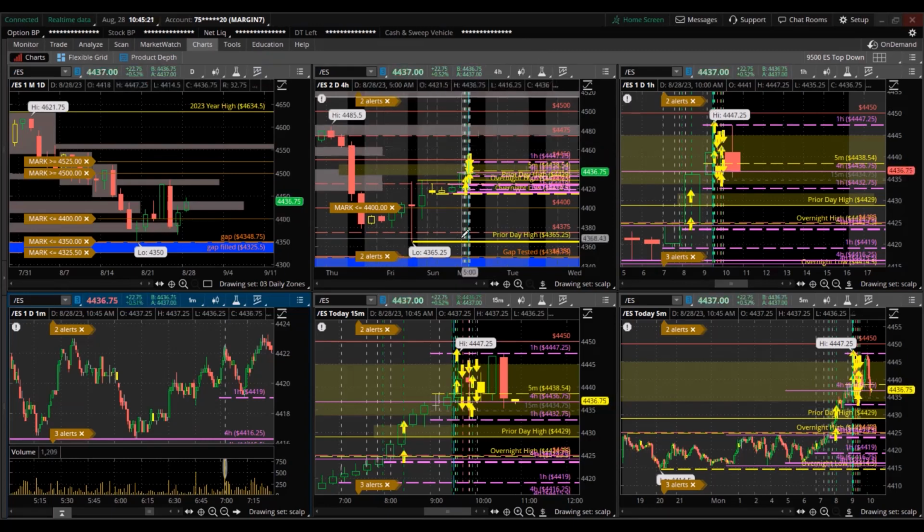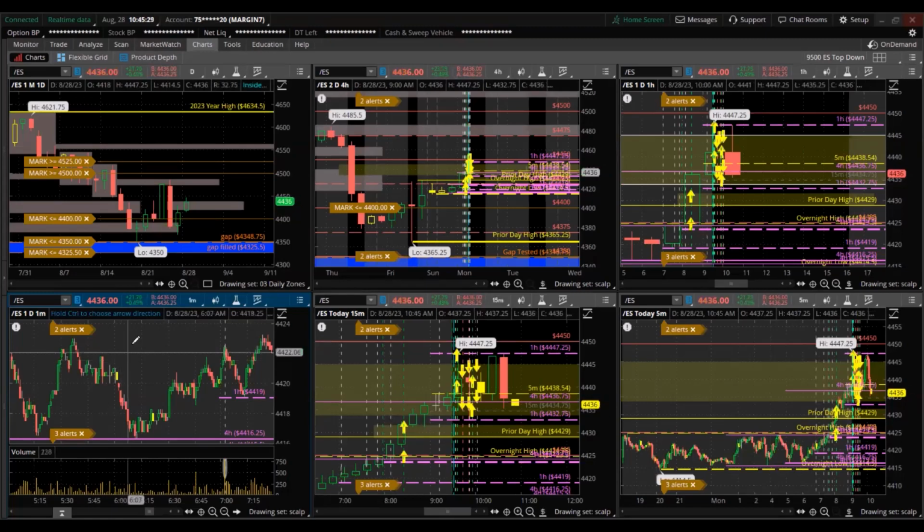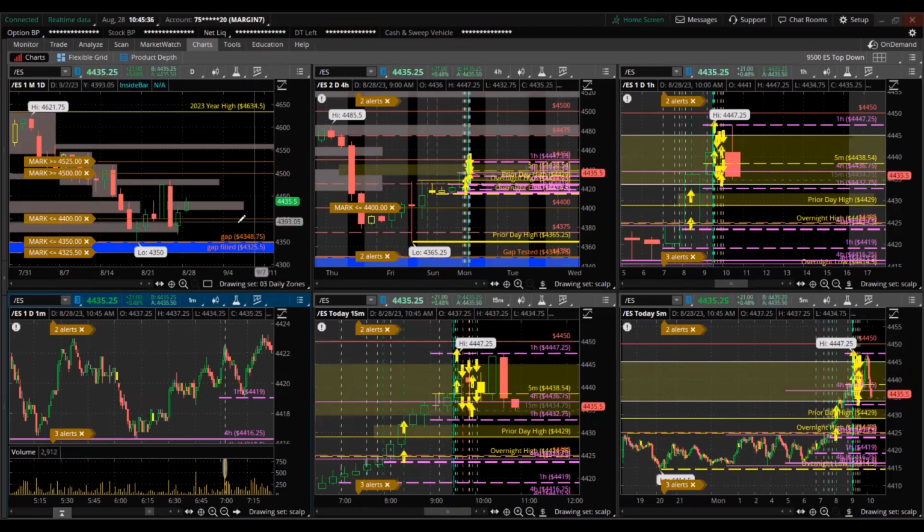So we're looking here at 6 grids. Top left grid is the daily. Top center is the 4-hour. Top right is the 1 hour. Bottom left I have is the 1 minute. Bottom center is 15 minutes. The bottom right is 5 minutes.